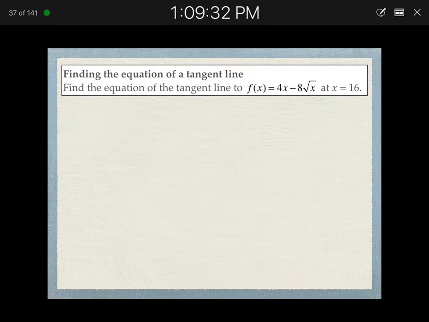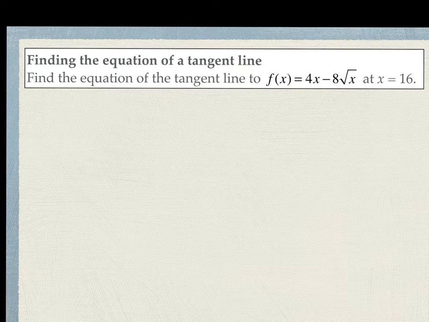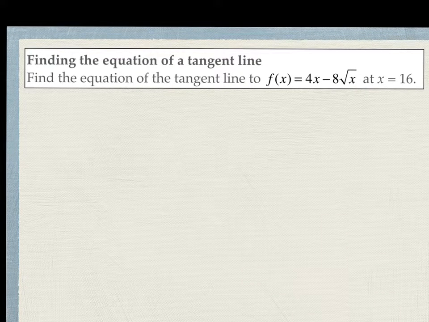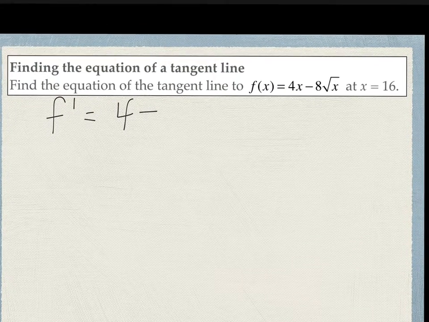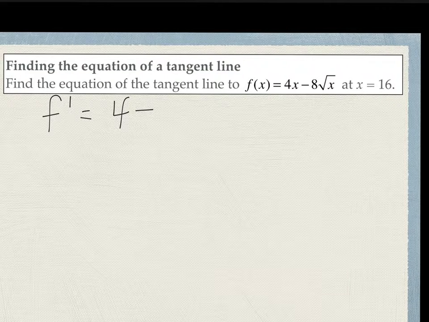It's up to you. Okay, so if you're given something like this, find the equation of the tangent line at x equals 16. What you would do is first find the derivative. So if I go f prime here, would be 4 minus, and personally, I just write that's 8x to the half. I just remind myself of that.